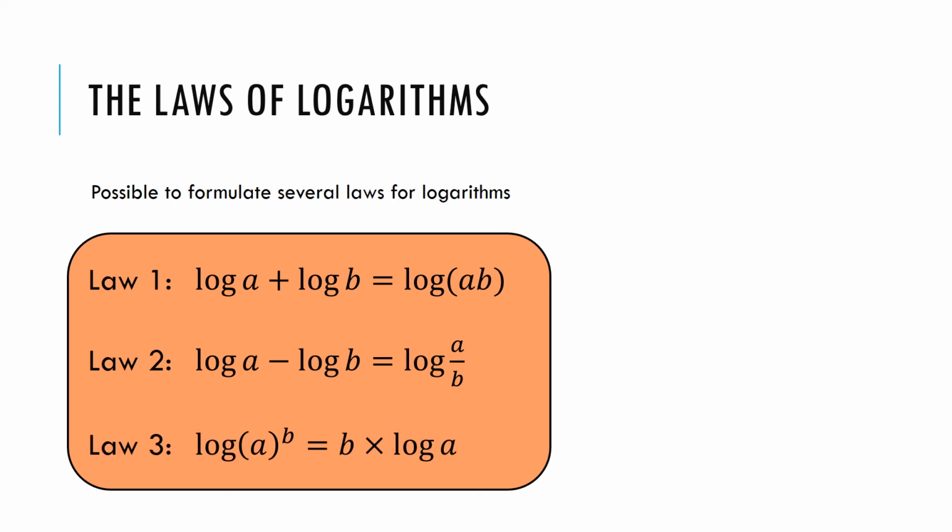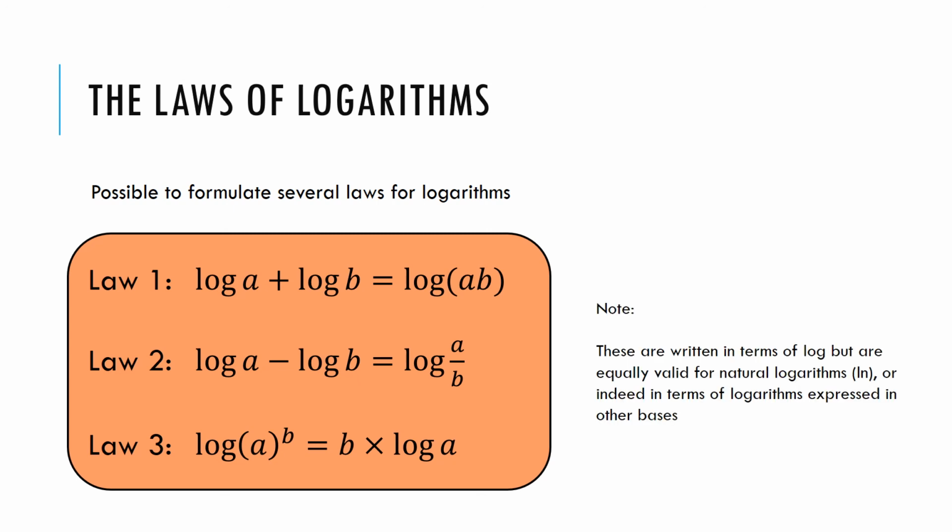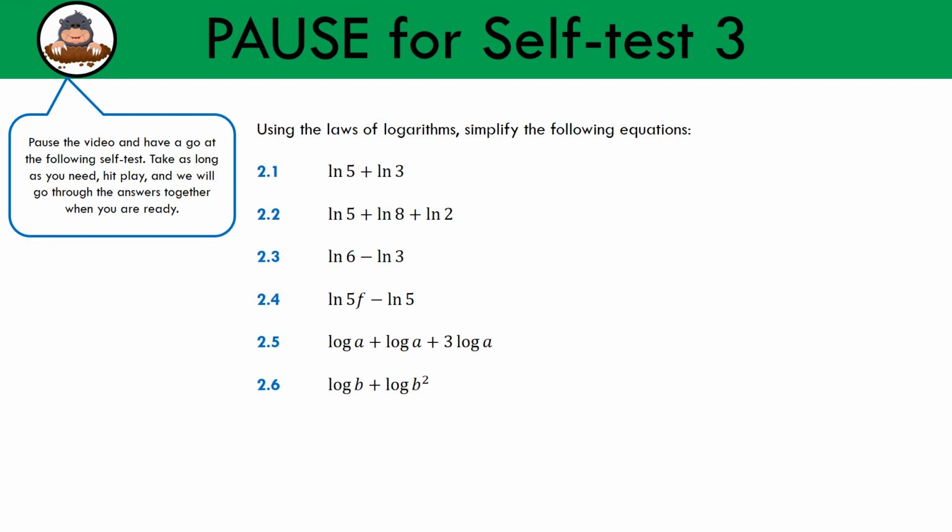And if you have log a raised to another power, so log a raised to the power of b, that's equal to b times log a. And you'll note that I've written all of these in terms of log to the base 10, but these are equally valid for natural logarithms or any logarithm that's expressed in another base. So use those laws of logarithms which were on the previous slide and simplify the following equations.